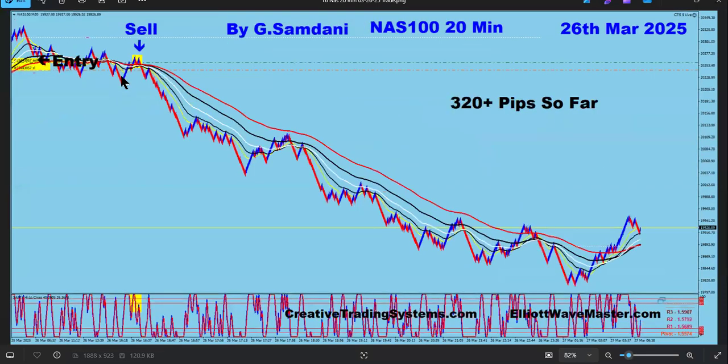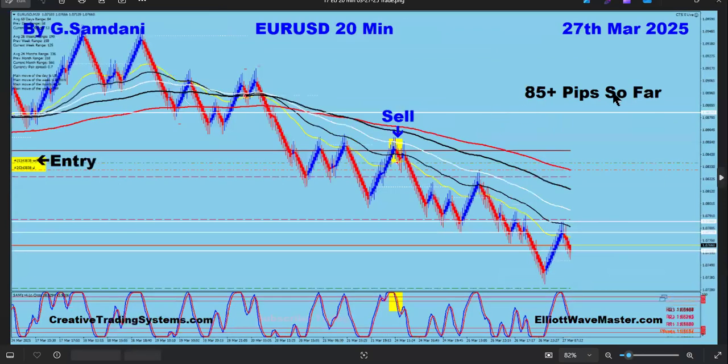The Nasdaq coming down from here to here, 320 pip on the 26th, and on the 27th Euro USD entry, and then this is also the entry, but my entry was already here. This was a beautiful entry as well. Even this one was an entry. So, but anyway, this was the entry and 85 pip, right?